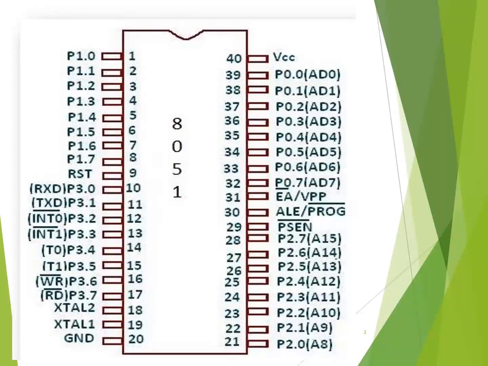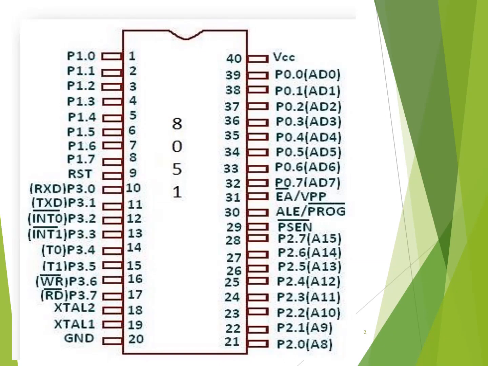Pin number 28 is PSEN bar, which stands for Program Store Enable. PSEN bar is equal to 0 when the 8051 is reading from the external program memory. If data is read within the chip, that is, from the inbuilt memory, then the PSEN bar signal is not generated.